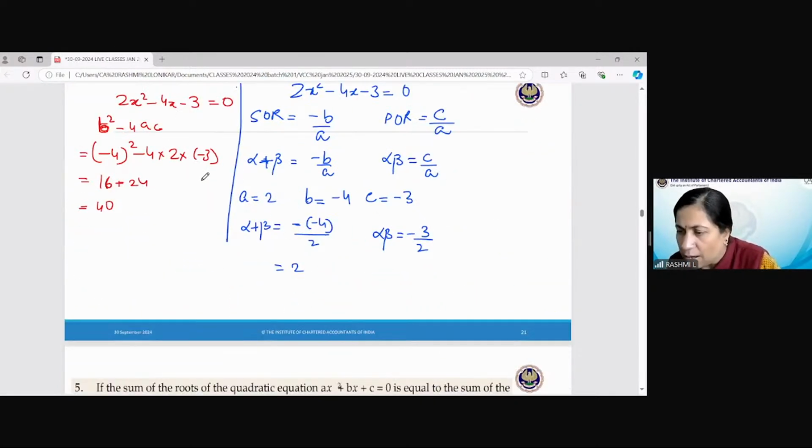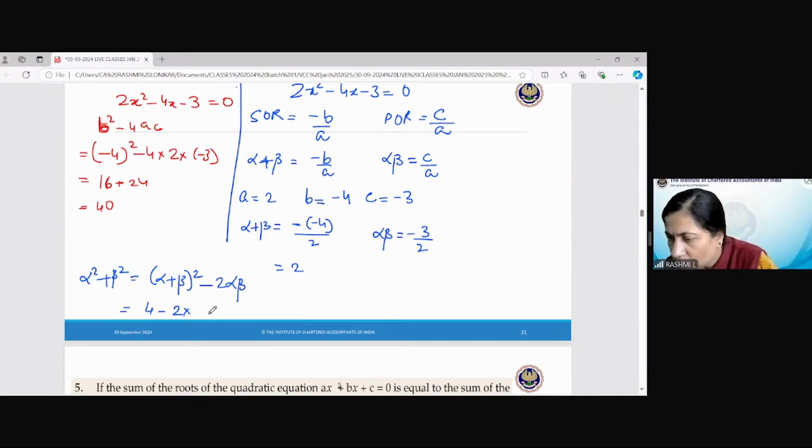So alpha square plus beta square is equal to alpha plus beta whole square minus 2 alpha beta. So this is equal to alpha plus beta is 2, so this is 4 minus 2 into 3 by 2 with a minus sign, because alpha beta is minus 3 by 2. So this 2 gets cancelled. Minus into minus becomes plus, and this becomes equal to 7.